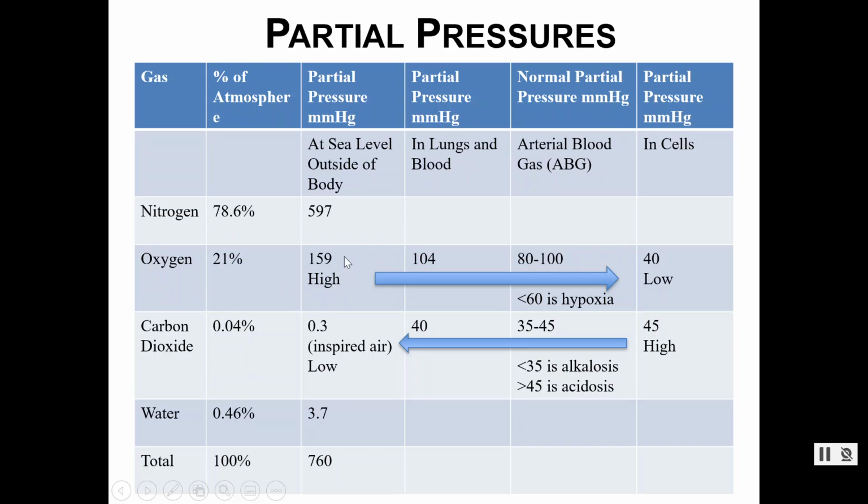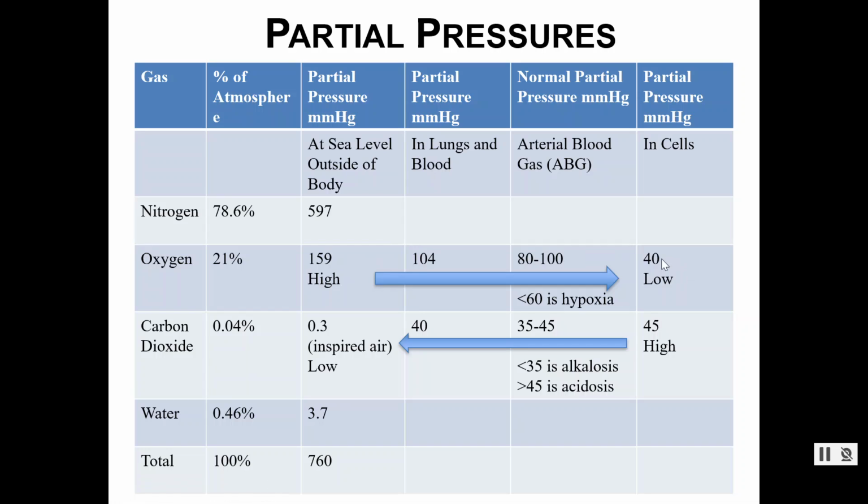Outside of the body at sea level, oxygen has a partial pressure of 159. It's very high. Again, do not go home and memorize 159, we're watching trends. So outside the body, 159. In the lungs and in the pulmonary capillaries, we're down to 104. Arterial blood is down to about 80 to 100. Inside the cells is 40.